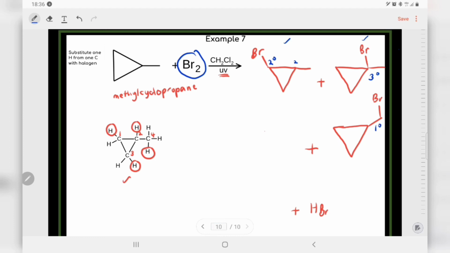So the higher the class, the highest class of carbon is tertiary carbon. So product 2 is major product. So these are the products of when methyl cyclopropane react with Br2 in CH2Cl2 under condition UV. So that's all.